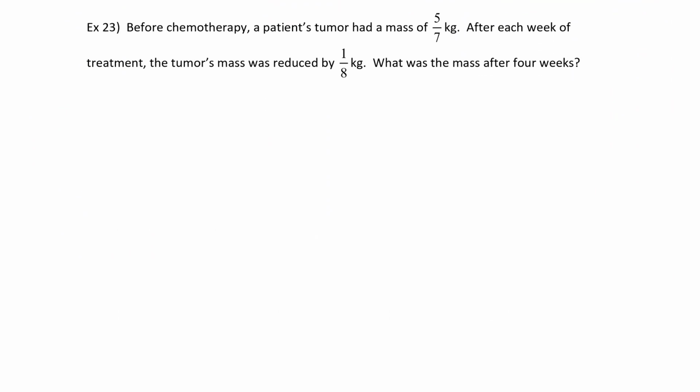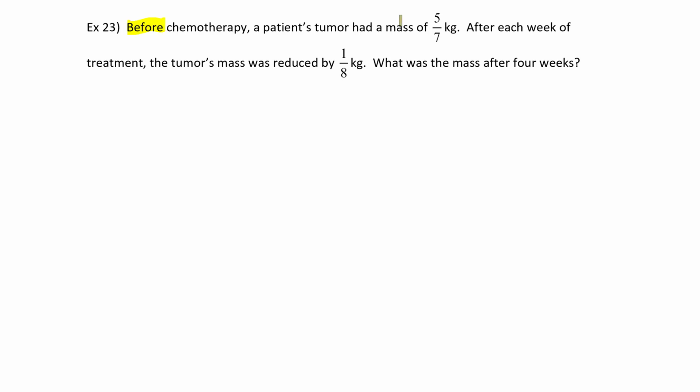Here we have another word problem. Before chemotherapy, so this is chemical treatment of some sort of cancer, a patient's tumor has a mass of 5/7 of a kilogram. After each week of treatment, the tumor's mass was reduced by 1/8 of a kilogram. What was the mass after 4 weeks? So be careful of this one. We have to start working through this and trying to figure out there's an extra step here. So let's read it carefully.